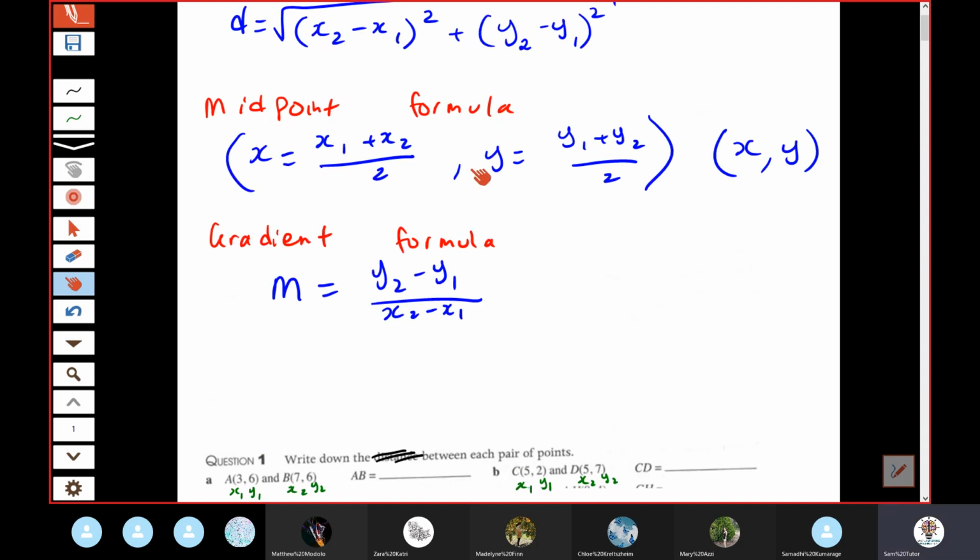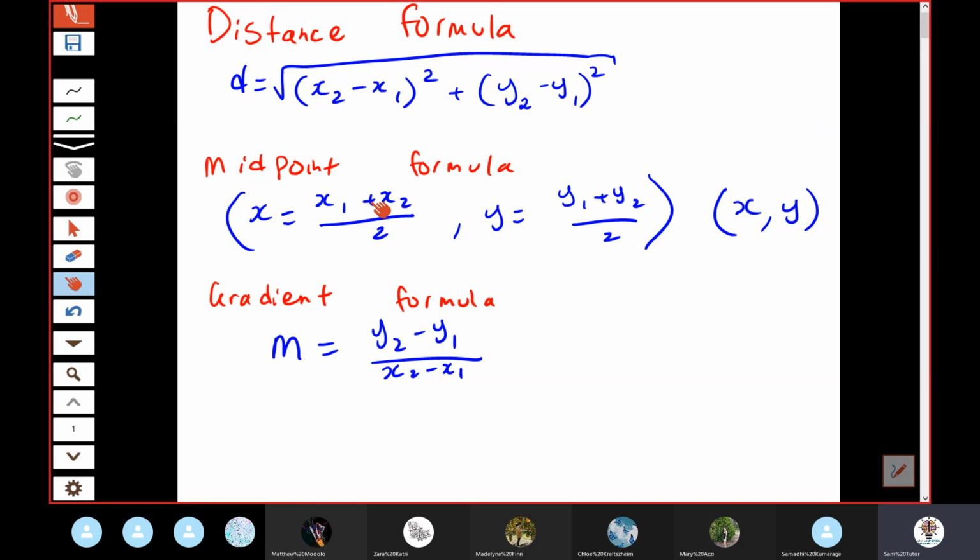And then really, once you've memorized these formulas, you just plug them in. So midpoint is x1 plus x2 divided by 2, y1 plus y2 divided by 2. Gradient is y2 minus y1 divided by x2 minus x1. All right, I think we'll get started.